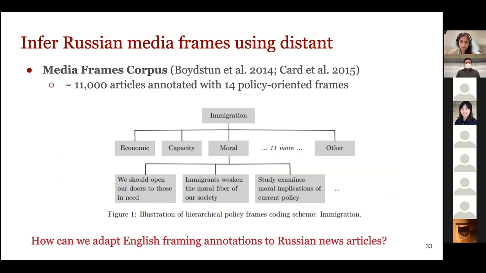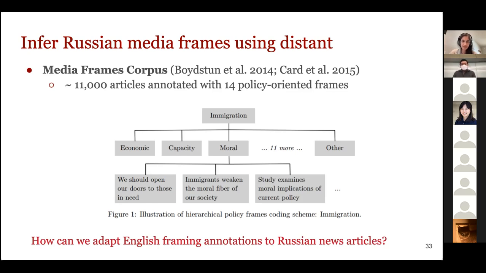So in order to measure framing in our corpus, we draw from an existing annotated data set of English news articles, and this is called the Media Frames Corpus. This is a corpus of about 12,000 articles on three different issues, annotated for 14 different policy frames. And these policy frames were constructed to try to be as comprehensive and as generalizable as possible. So the idea is that they're thought to apply to a broad range of issues, but also meant to capture most of the frames that someone would use for kind of any issue. So this is a great starting point.